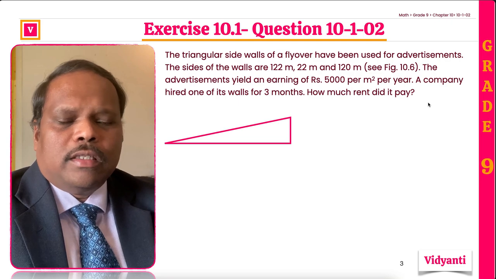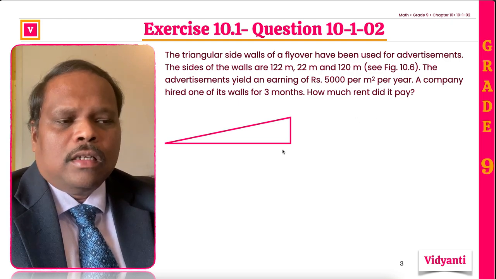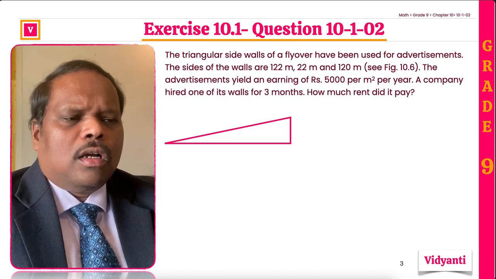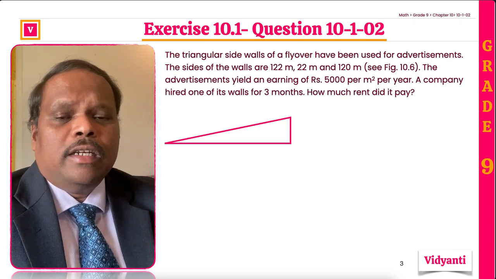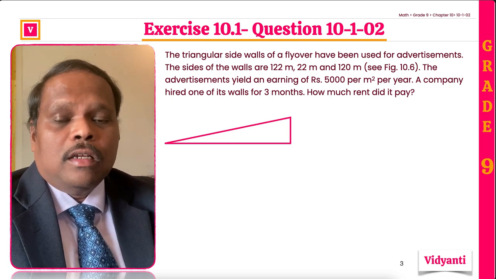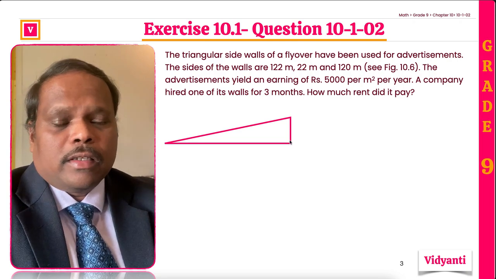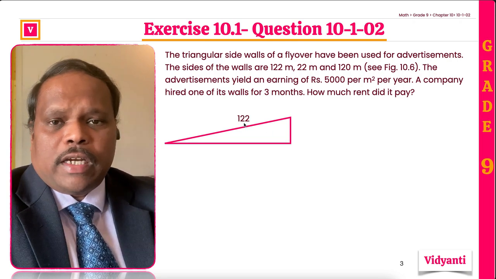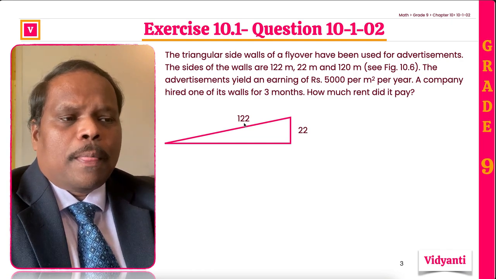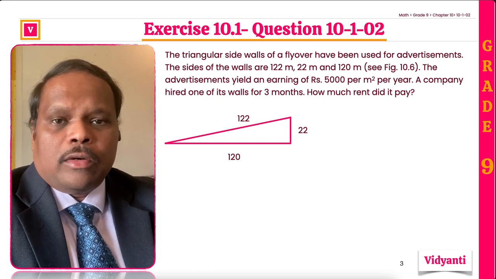So let's quickly see the diagram of the triangle. This may or may not be a right angle. We don't know. But we don't necessarily need this to be a right angle triangle. Heron's formula can be used for any triangle whose three sides are completely known. And that's the case here. So we have the longest side, which is the hypotenuse, 122, then 22, and then 120.